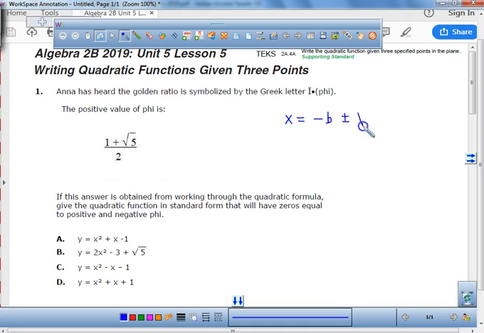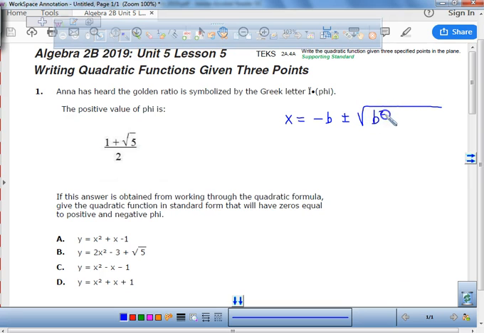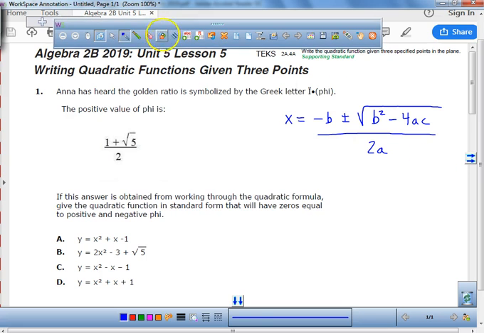Plus or minus the square root. You said b squared minus 4ac all over 2a. Okay, that's our quadratic formula. Does anybody remember what this part of the quadratic formula is called?